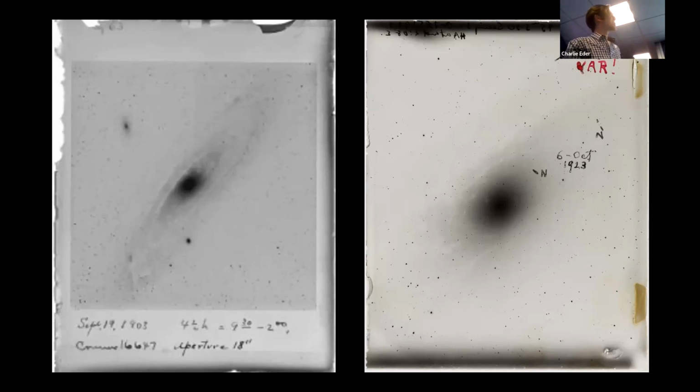This one was taken in 1923, and you can see this object labeled VAR. Any guesses what that is supposed to be? All right, so there we have a variable star. This picture was taken by Edwin Hubble in 1923 at the 100-inch telescope at the Mount Wilson Observatory.